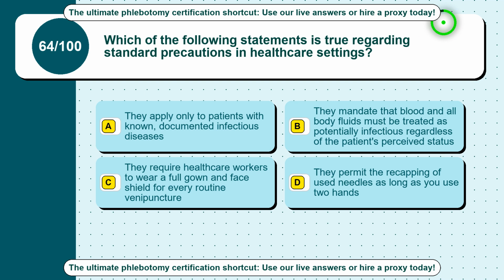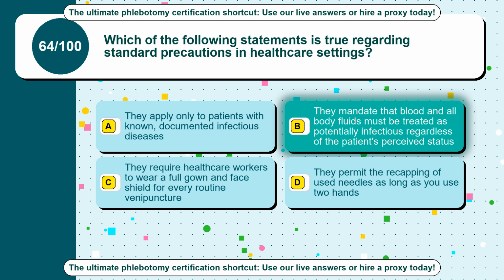Question 64. Which of the following statements is true regarding standard precautions in healthcare settings? Option A, they apply only to patients with known, documented infectious diseases. Option B, they mandate that blood and all body fluids must be treated as potentially infectious regardless of the patient's perceived status. Option C, they require healthcare workers to wear a full gown and face shield for every routine venipuncture. Option D, they permit the recapping of used needles as long as you use 2 hands. The correct answer is option B.